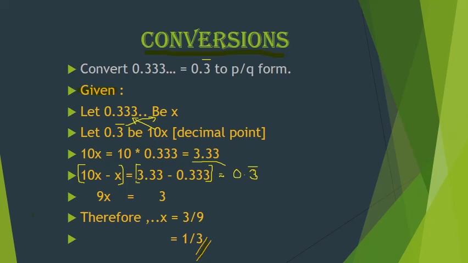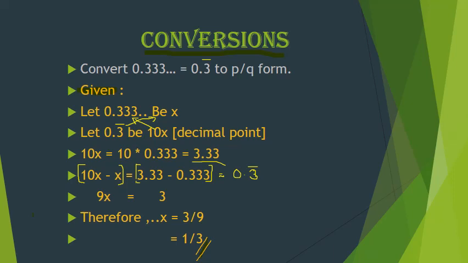So here my final equation will be 9x equals 3, where if I convert it into its simplest form, I'll bring my x down, and 3 will go to the right hand side, and 9 will go to the left hand side, where x equals 3 divided by 9, and its simplest form can be expressed as 1 divided by 3, which is also the value for 0.33 or 0.3 bar. Now this is one way of converting decimals to p by q form.